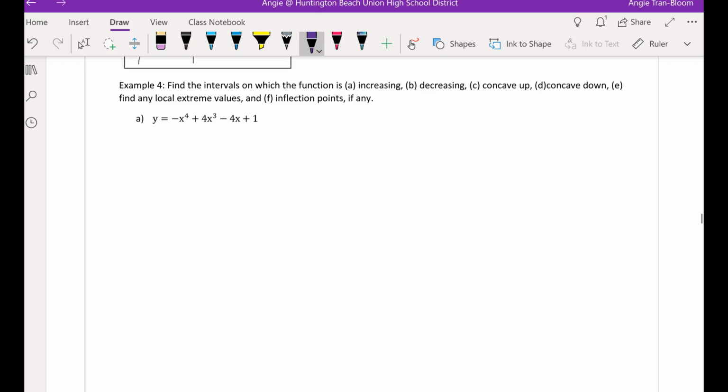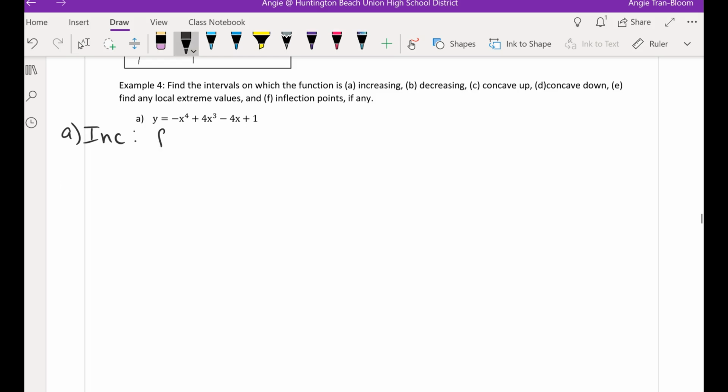All right, guys, example 4 of 4.3. Find the intervals on which a function is A, increasing, B, decreasing, C, concave up, D, concave down, E, local extreme values, and F, inflection point if we have any. So it sounds like we have a lot to do. Ready? A, we want to find when it's increasing. Let's do one part at a time.